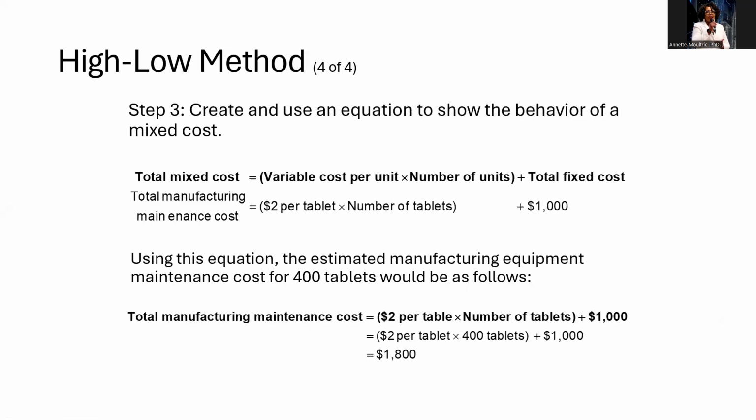Step 3, create and use an equation to show the behavior of a mixed cost. Now, this method provides a rough estimate of fixed and variable costs that can be used for planning purposes. The high and low activity volumes become the relevant range, which is discussed in the next section, okay? So managers find the high-low method to be quick and also easy, but there are other more complex methods that provide better estimates, okay?